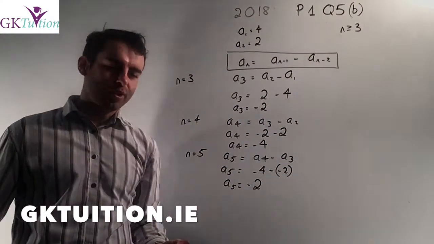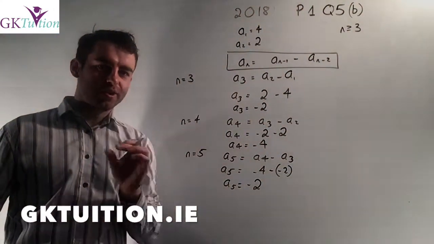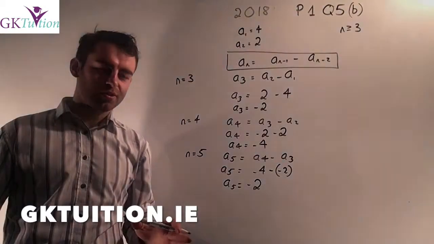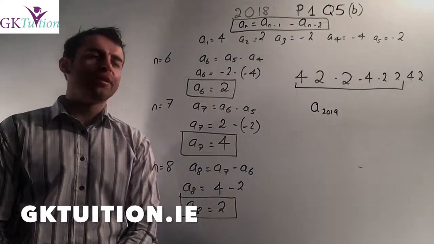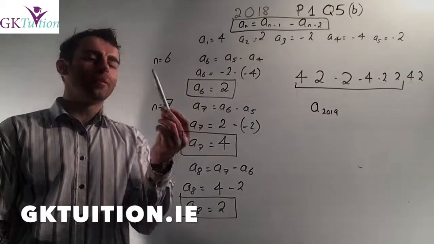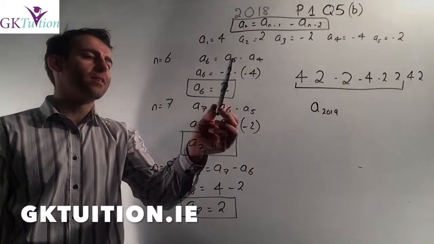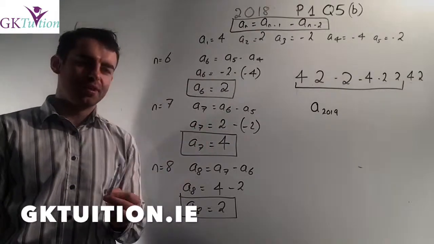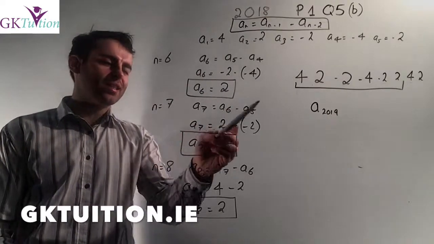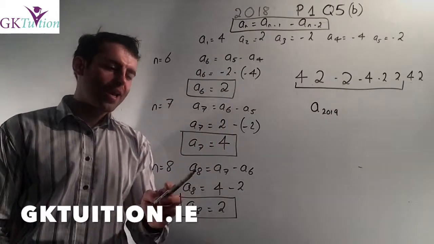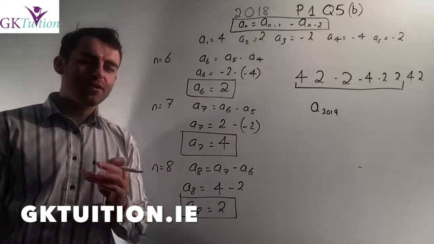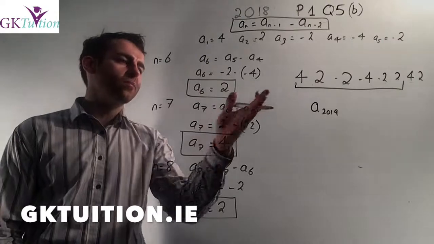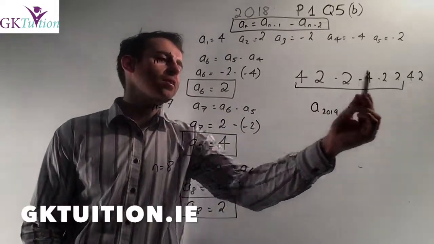I need to do it 3 more times, so I want you to make sure, don't watch the rest of this video, I want you to do the next 3 before you watch me do out the solution. To work out the next 3 values, to get A6, we sub in N equals 6, and we use A6 is A5 minus A4, which works out as 2. A7 is A6 minus A5, and it works out as 4. A8 is A7 minus A6, and it works out as 2. So they asked you to find the next 6 terms, and we're after doing it. So now we have 8 terms in total.